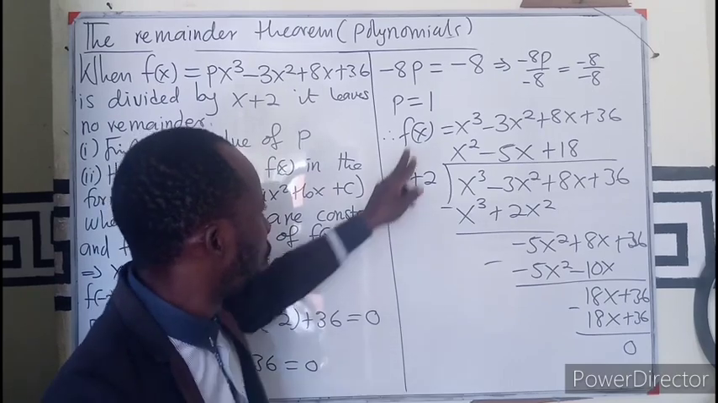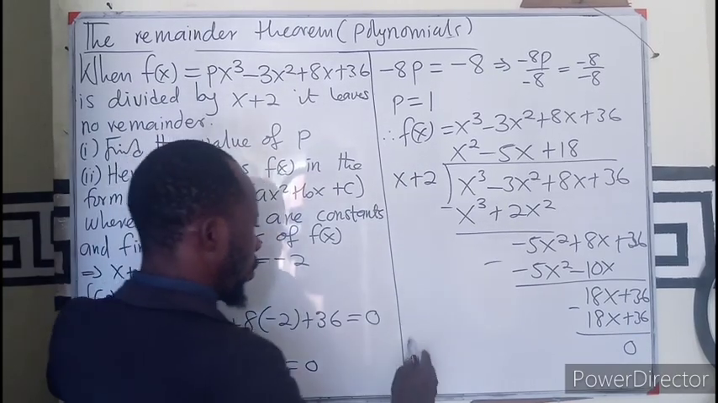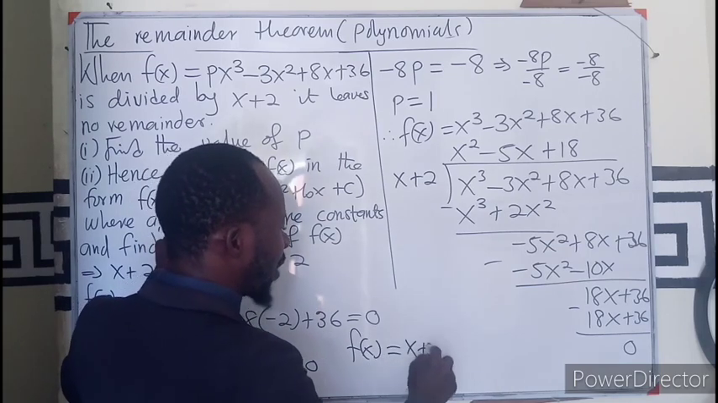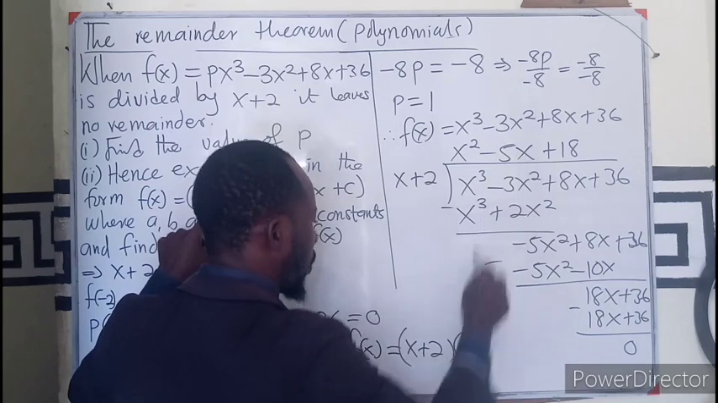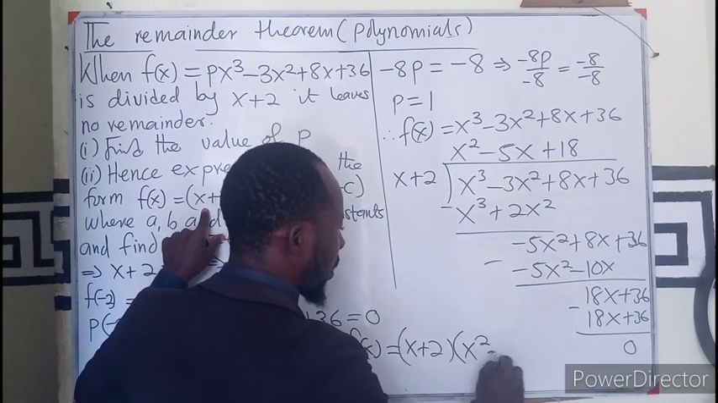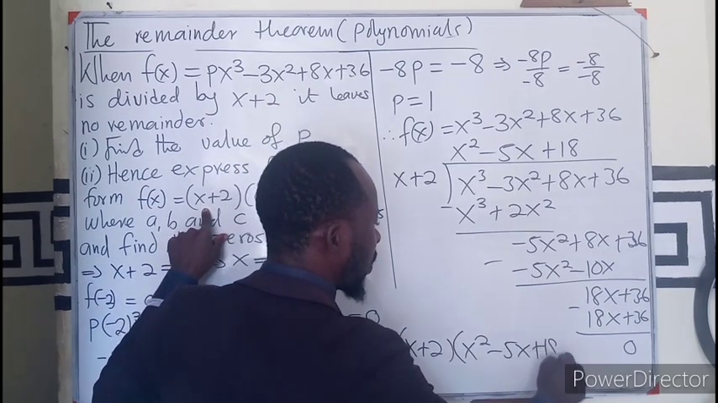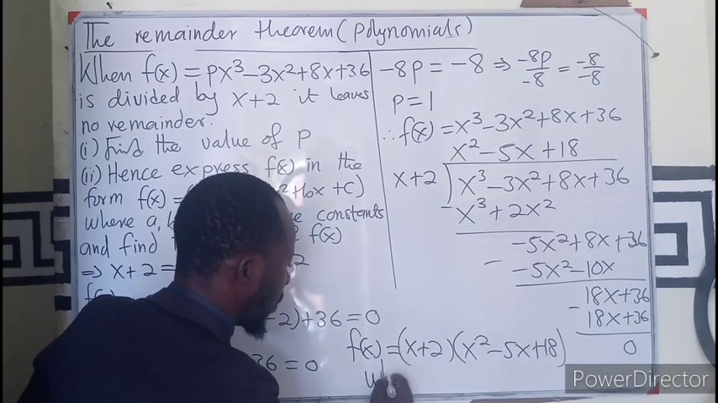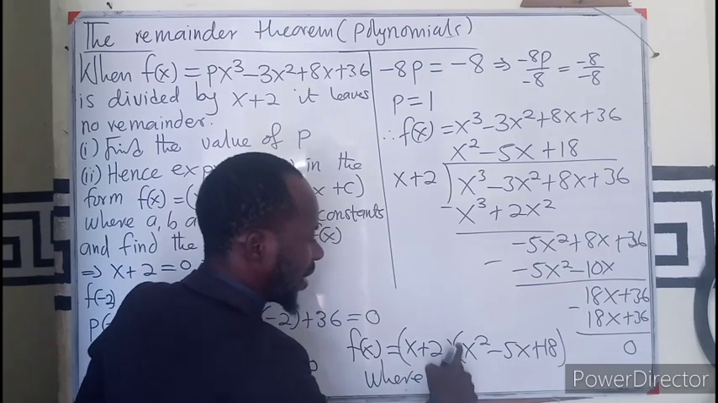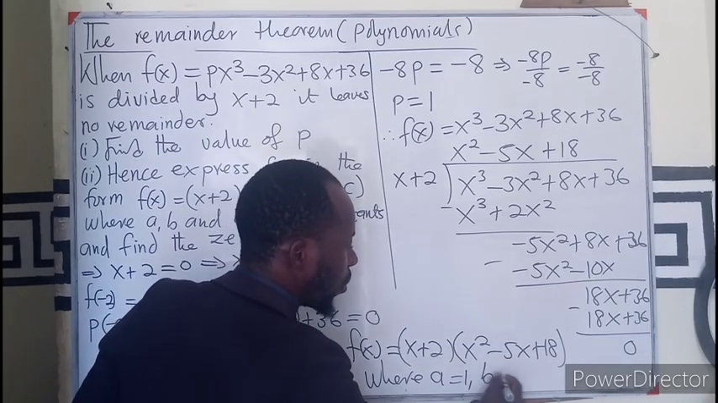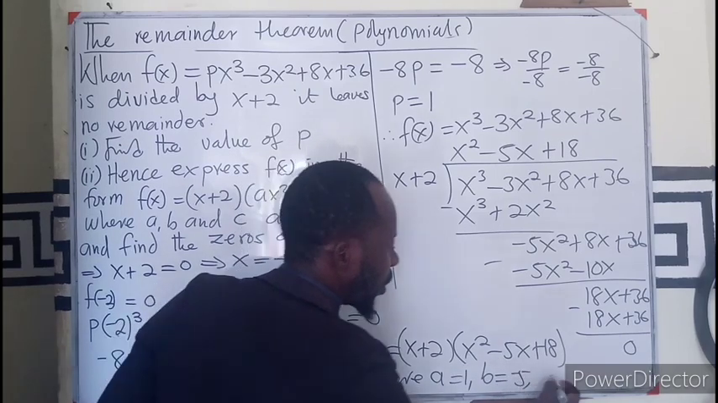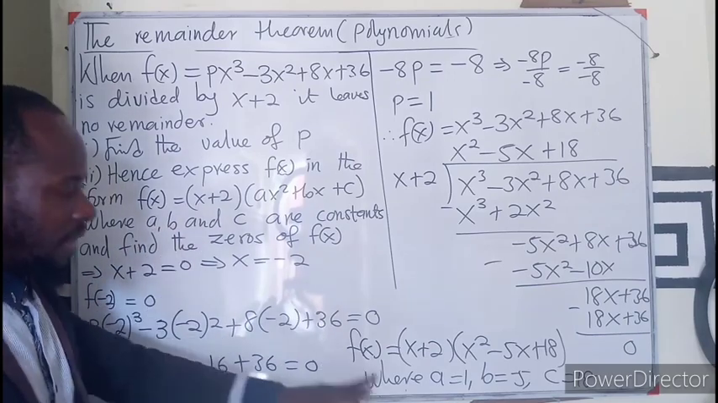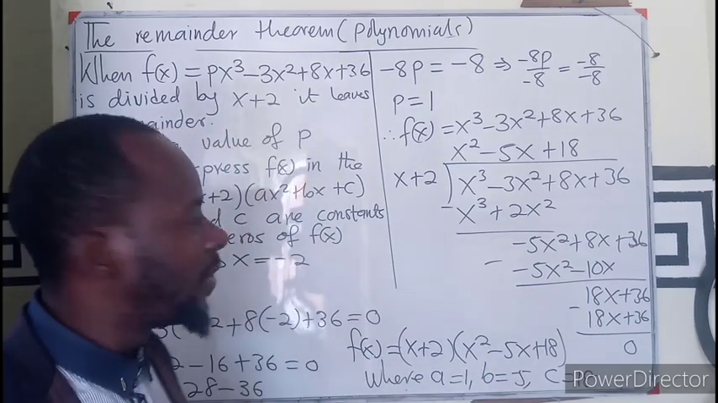So if that's the case, we have to express it in this form. So the function is going to be x plus 2, the quotient, x squared minus 5x plus what? 18. So now we have that where your a is the first coefficient, 1. Your b is negative 5. Your c is going to be what? 18. Find the values of a, b, c. So these are the values of a, b, c.